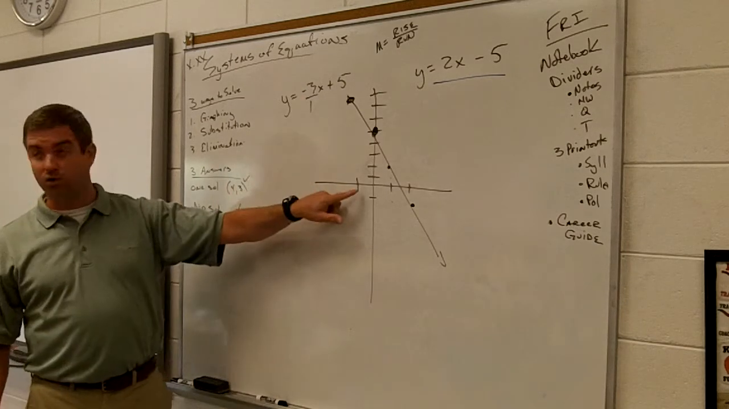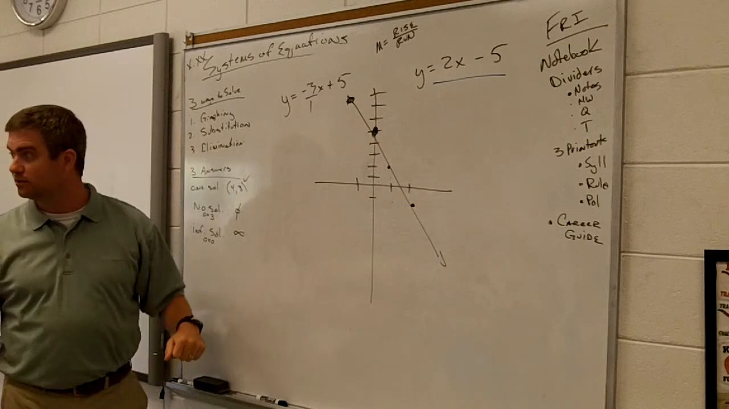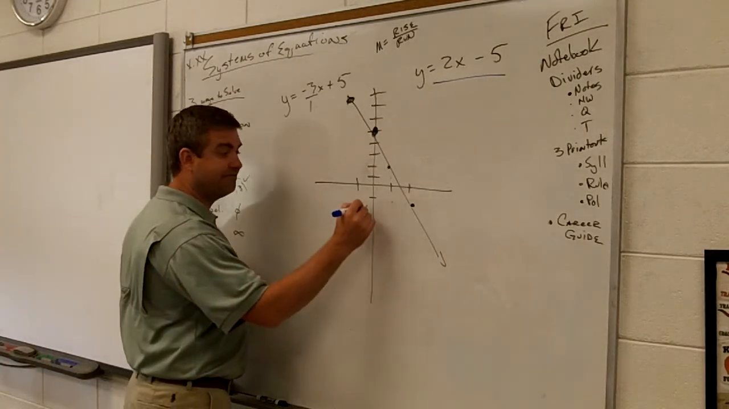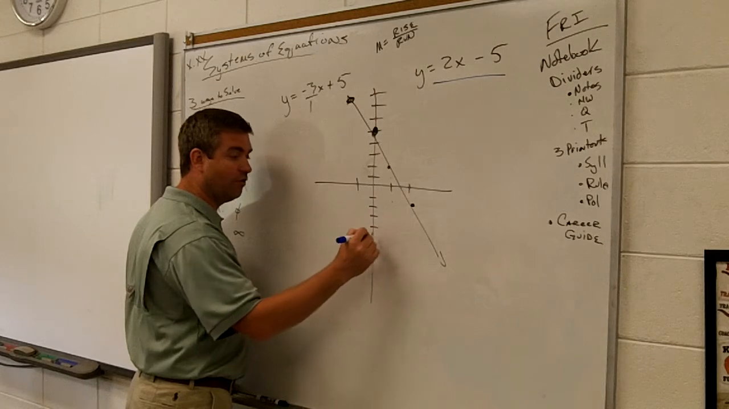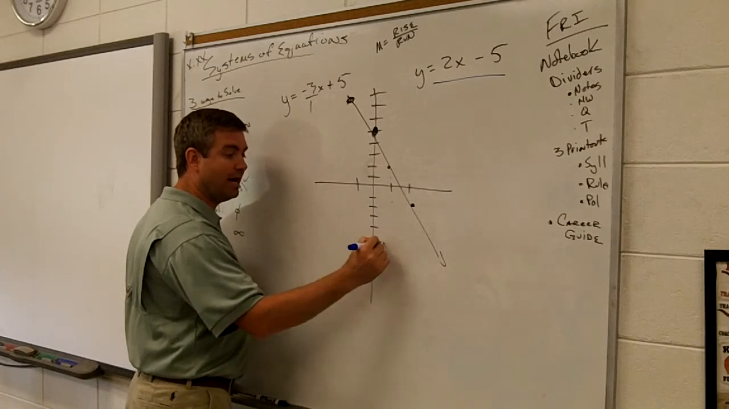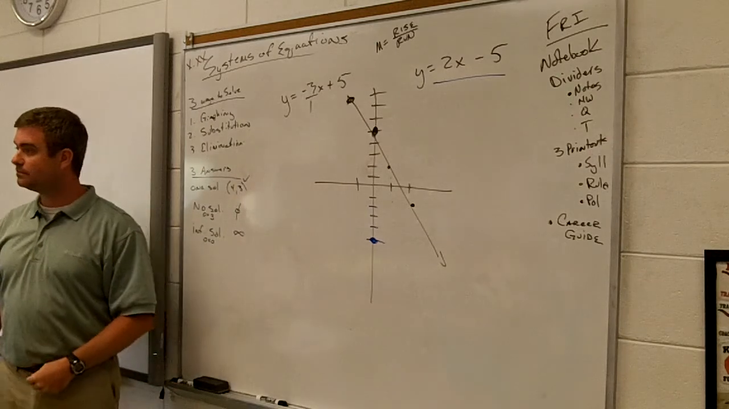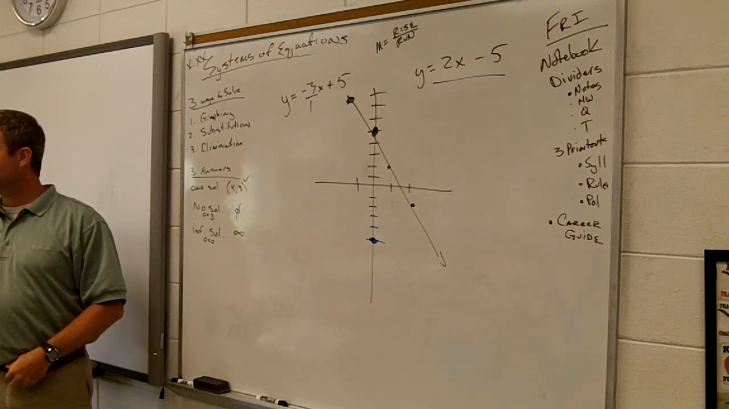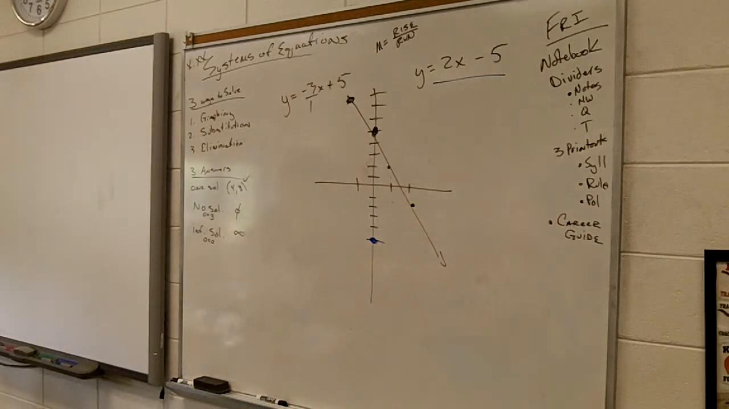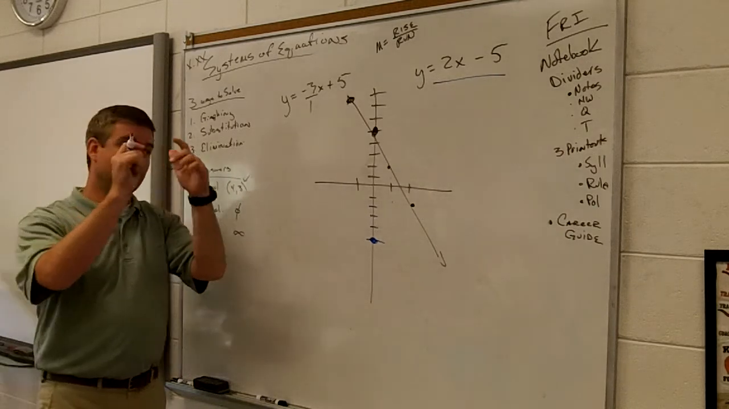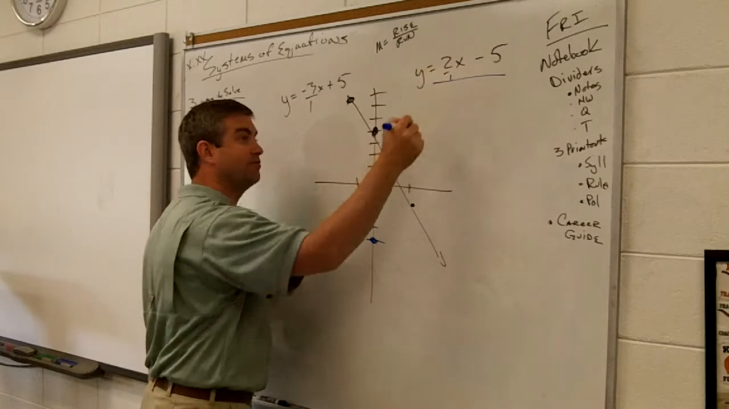Okay, so I start at the origin and then I do what? Down 5. You said it. 1, 2, 3, 4, 5. So there's my y-intercept on this line here. Okay, now what? That's why we're reviewing it. That's right. Up 2 and right 1. My slope is 2 over 1.